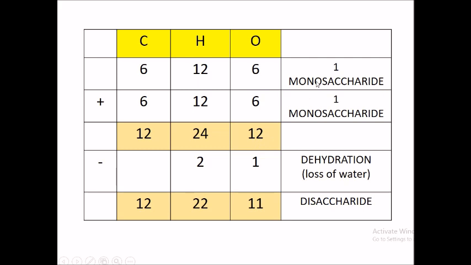However, these two monosaccharides are linked together. They form a bond, a glycosidic bond, with the removal of water. The removal of water, H2O, means it needs to remove two hydrogen atoms and one oxygen atom from its structure, thus producing a disaccharide with the chemical formula of C12H22O11.